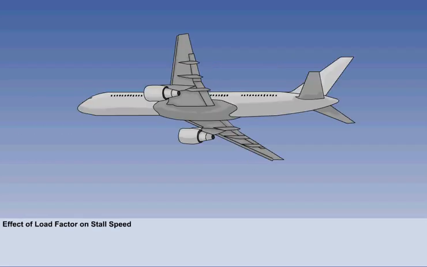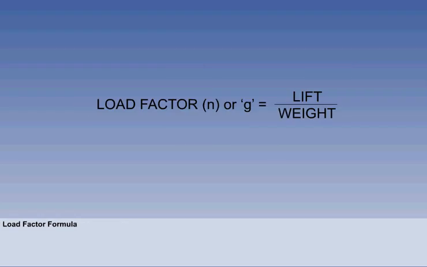You learned in the previous part of this lesson on stalling that to bank an aircraft and maintain level flight, lift must be greater than weight. The additional lift required is gained by increasing the angle of attack. The measure of the relationship between lift and weight is known as the load factor. Increasing lift in a turn increases the load factor. So as bank angle increases, load factor increases.